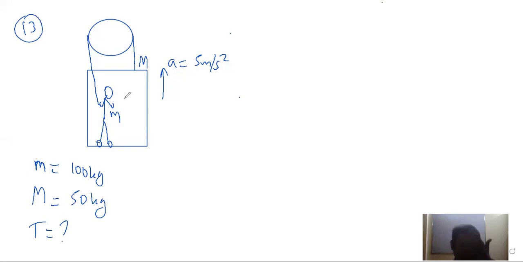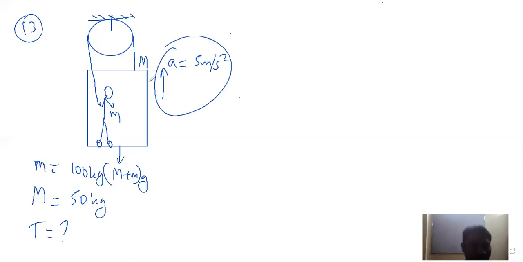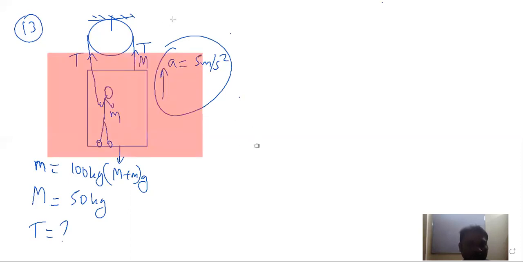So let us think about the free body diagram. In this case, we have the total weight, which is (M plus m) into g in the downward direction. Then we have the acceleration in the upward direction, and one tension force T in upward direction. We have one more tension T, so the total tension on this system. If I consider only this system, not the pulley.